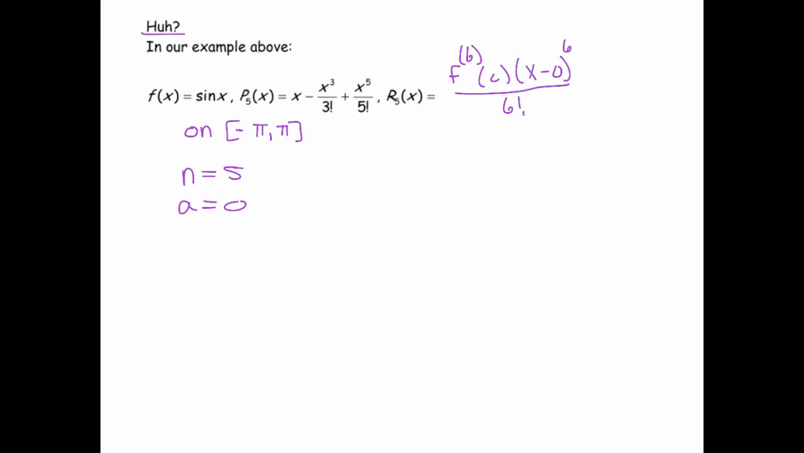So that's using Taylor's theorem directly, and the x value would be whatever x value we were interested in approximating the function on the interval negative pi to pi. So let's just figure this out. The sixth derivative of f, we can find that out pretty quickly, because sine of x is our function.